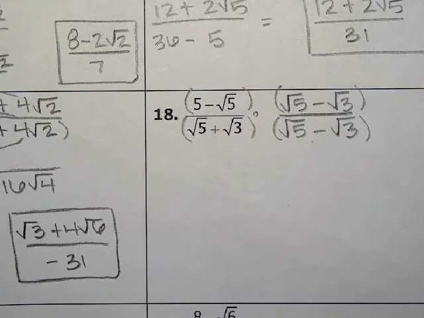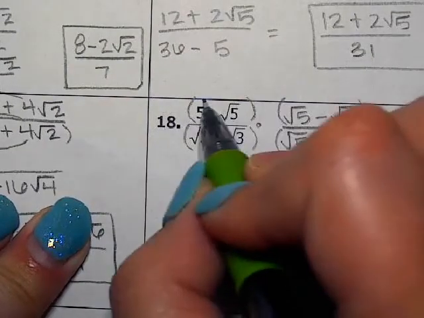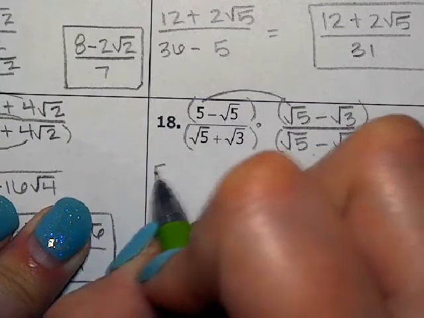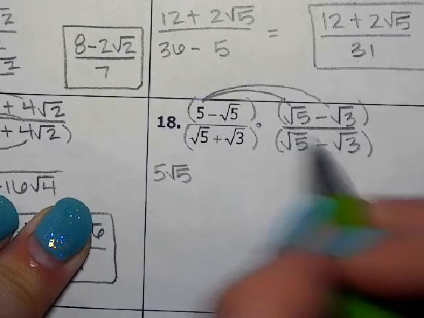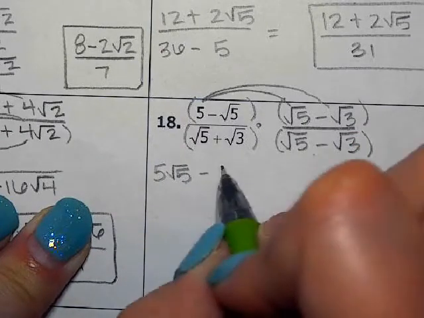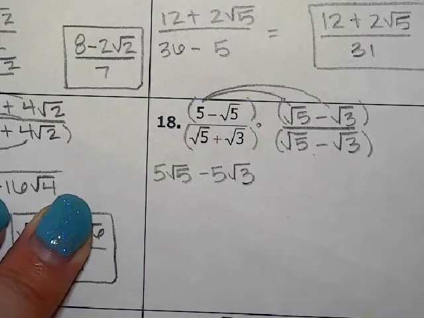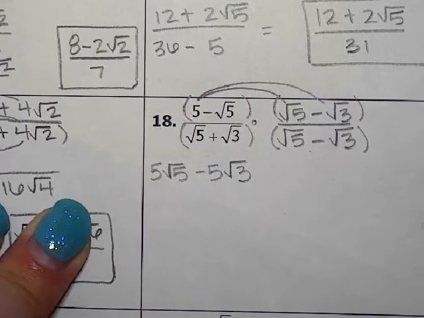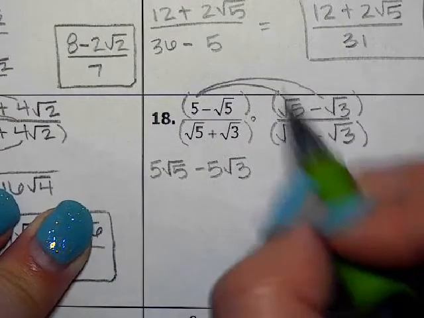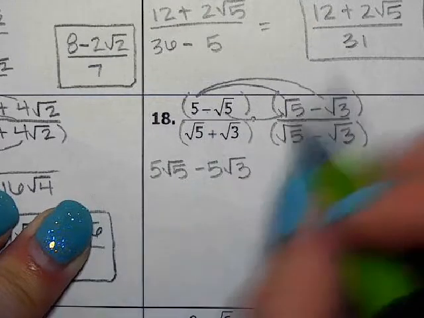Alright, so let's get started FOILing. So 5 square root 5. 5 times negative root 3 minus 5 square root 3. Now, the annoying part about the top of these is that the top is not the conjugate. So things don't have to cancel out, and they could look messy, and they could stay messy. So just a heads up on that. Minus root 5 times root 5 is root 25.